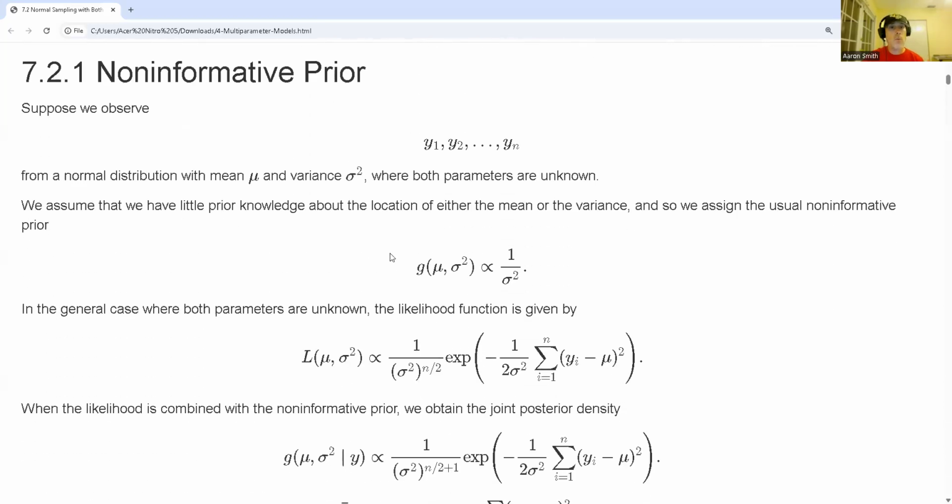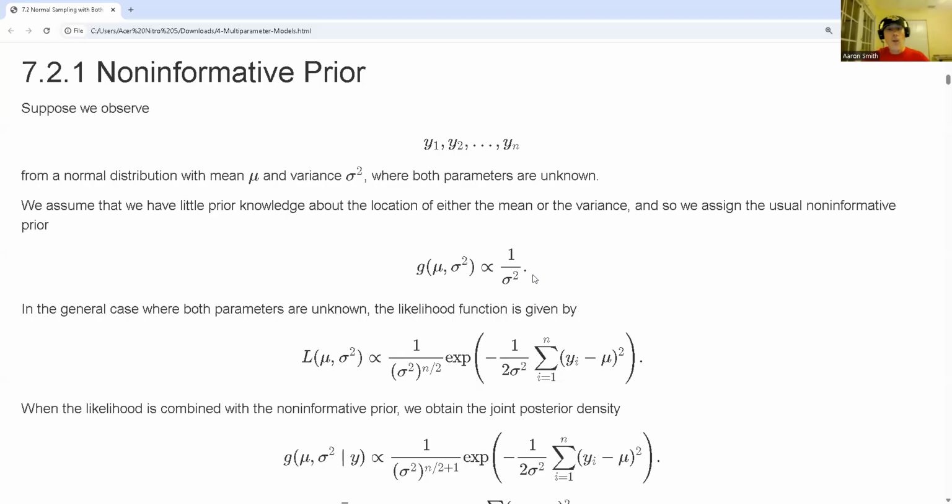All right. So with a non-informative prior, we have our observations from a normal distribution with mean mu and variance sigma squared. We do not know what the mean is. We do not know what the variance is of our data, but we know what our data is. So we assume that we have little prior knowledge about the location of either the mean or the variance. And so we assign the usual non-informative prior, here it is, 1 over sigma squared.